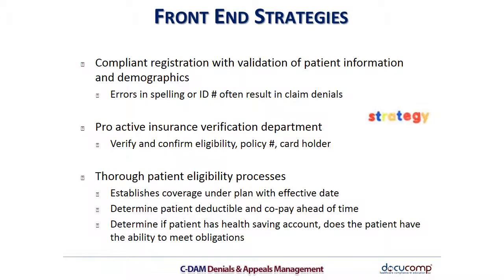Some of the strategies used on the front end to support an effective revenue cycle include compliant registration, proactive insurance verification, and a thorough patient eligibility process. Errors in spelling, incomplete verification and confirmation of eligibility, or determining patients' deductible and copays ahead of time are all pieces of this process that prevent denials on the back end and ensure a smooth and successful revenue cycle experience for each patient.